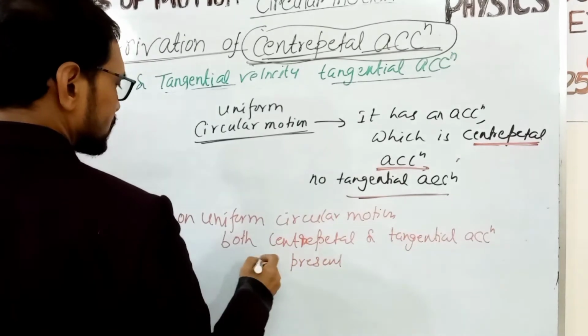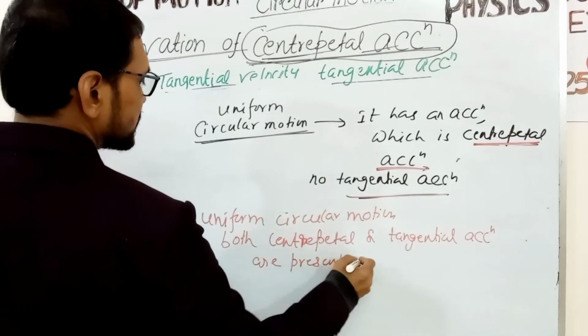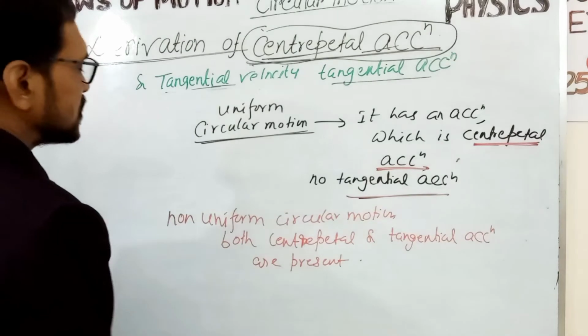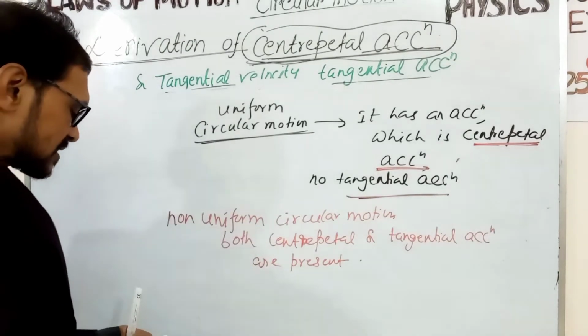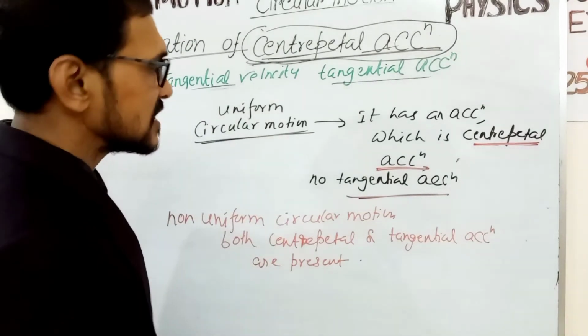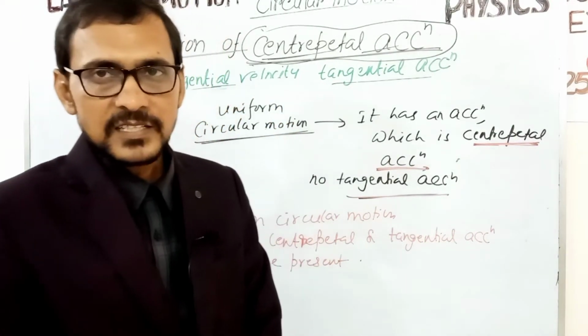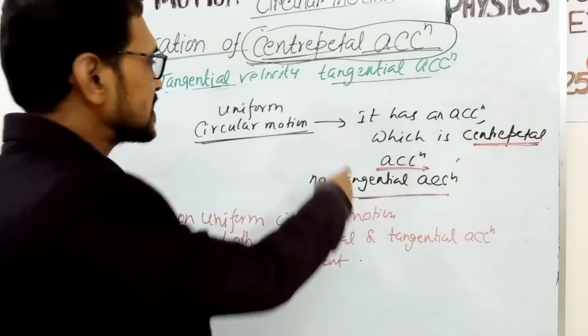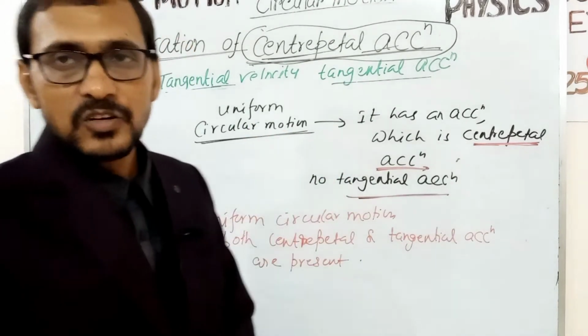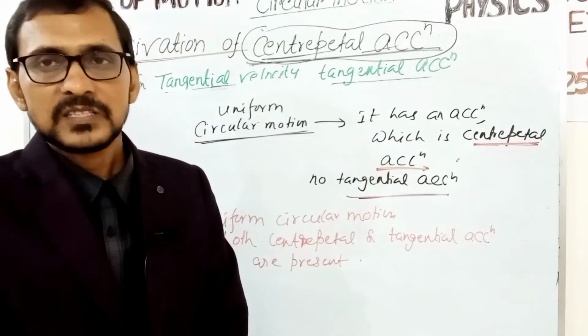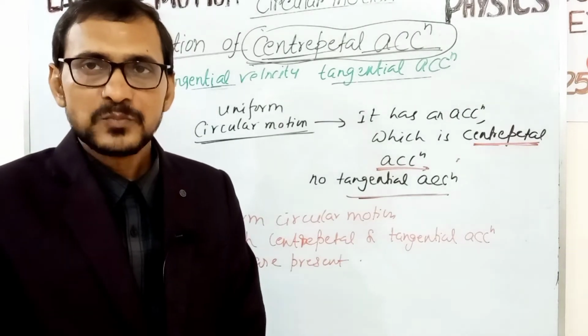Acceleration, both centripetal, are present. So in uniform circular motion, that is, circular motion, it means it has an acceleration. If it is uniform, then it has a centripetal acceleration and no tangential acceleration is present here. And if it has non-uniform circular motion, then it has both centripetal and tangential acceleration, both are present.